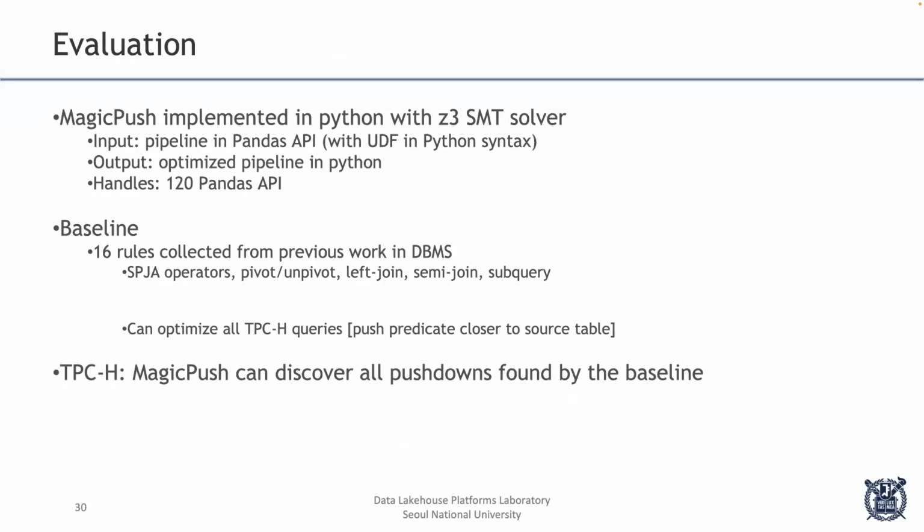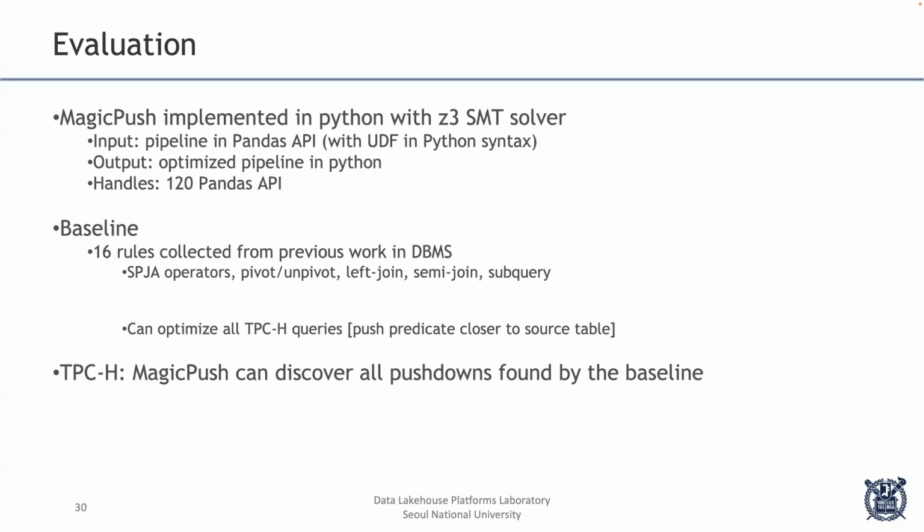Okay, so moving to evaluation. So magic push is implemented in Python with the SMT solver called Z3. And the input is the pipeline in Pandas API with UDFs in Python syntax. The output is an optimized pipeline in Python, and it handles 120 Pandas API. So the baseline is the 16 rules that are collected from previous work or RDBMS, and they contain a lot of operators. So they can optimize all TPCH queries.